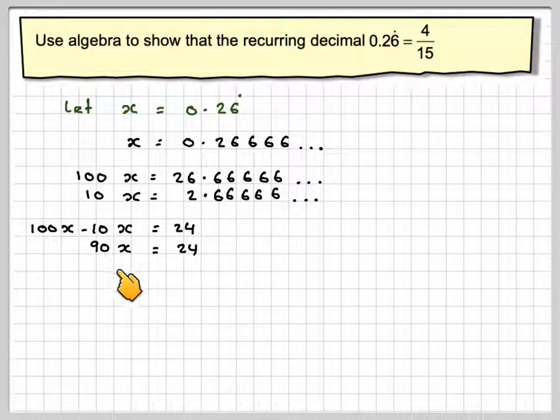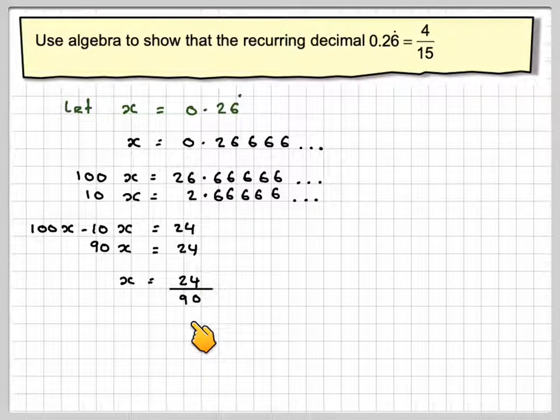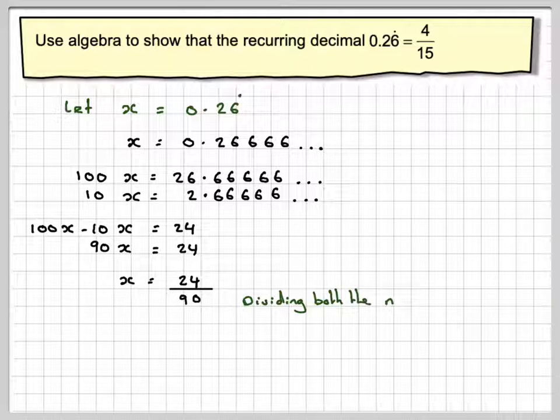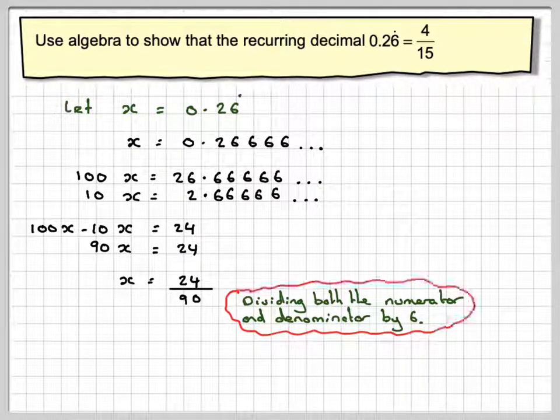That now means I have 90x, 100x minus 10x, is equal to 24. And therefore x will be 24 out of 90. And x was my original number, 0.26 recurring. These can be cancelled by dividing both the numerator and the denominator by 6. So we should cancel down, which is going to give an answer of 4 out of 15. So I've shown that 0.26 recurring is 4 out of 15. It says use algebra, so all this working needs to be here in your solution.